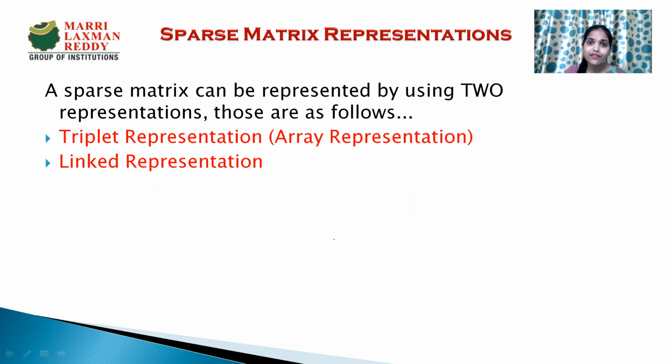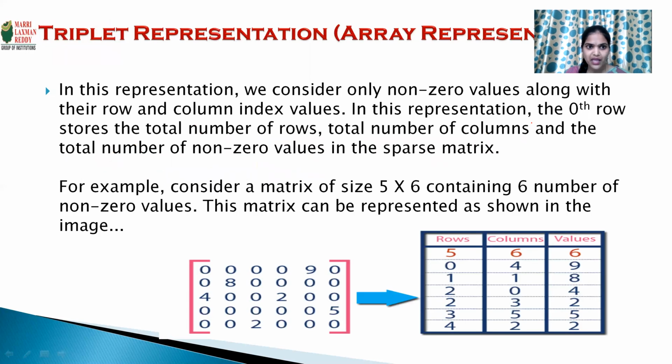Okay, we have two types of representation of a sparse matrix. One is directly with the help of an array and the other one is with the help of a linked list. We already know what is an array and also a linked list, and the declarations and all. In these two ways, we can represent the sparse matrix. The array representation of a sparse matrix is also called triplet representation. Let us see the array representation of a sparse matrix.